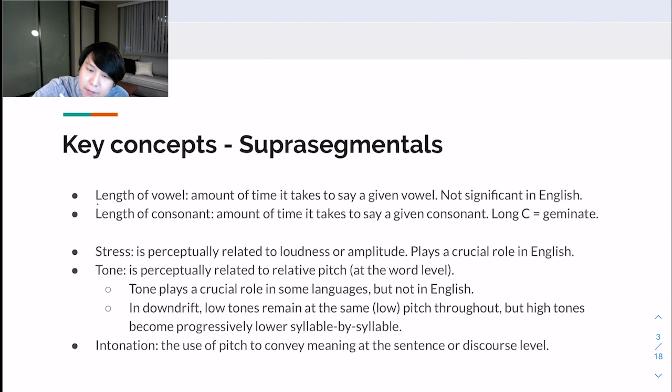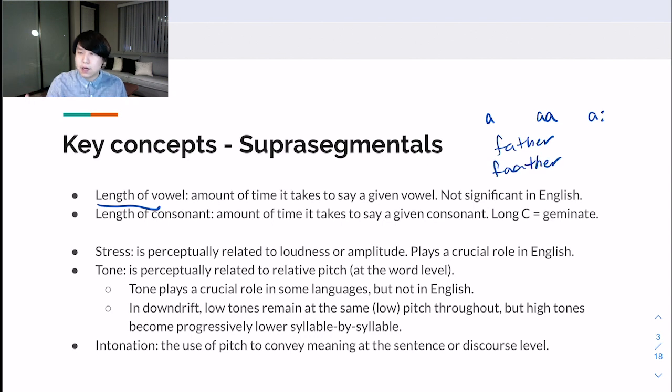For example, there can be a long vowel or a short vowel. It's called length of vowel. It's the amount of time it takes to say that given vowel. And it's not significant in English. So you can have a short vowel or a long vowel, and you can use a small colon, like a little triangle, to denote the long vowel. In English, there's no difference between a short and a long vowel in father. There's no difference in meaning, but in some languages they have this distinction.